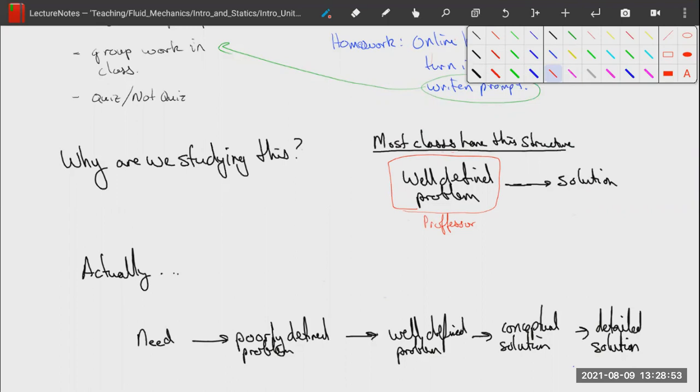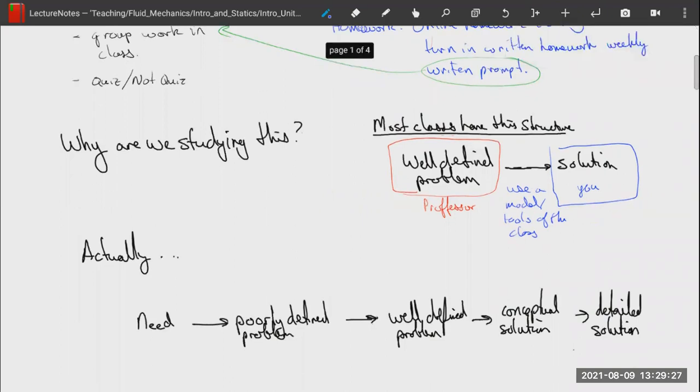And then you are supposed to determine a solution, right? And in the process, you're supposed to use the model to do it. Use a model, or whatever the tools are of the class, right? Sometimes with math classes, you don't really have models. What you have is just math. But in the engineering classes, we've given you models, and you're supposed to use those models to come up with a solution, right? But this isn't how the world works in any way.